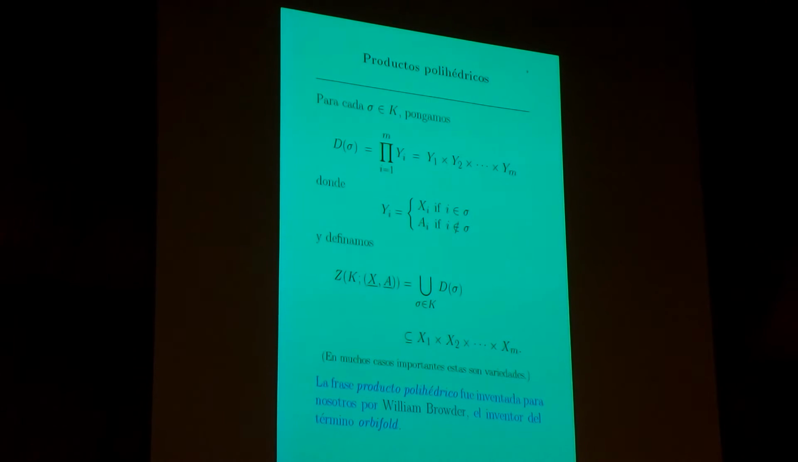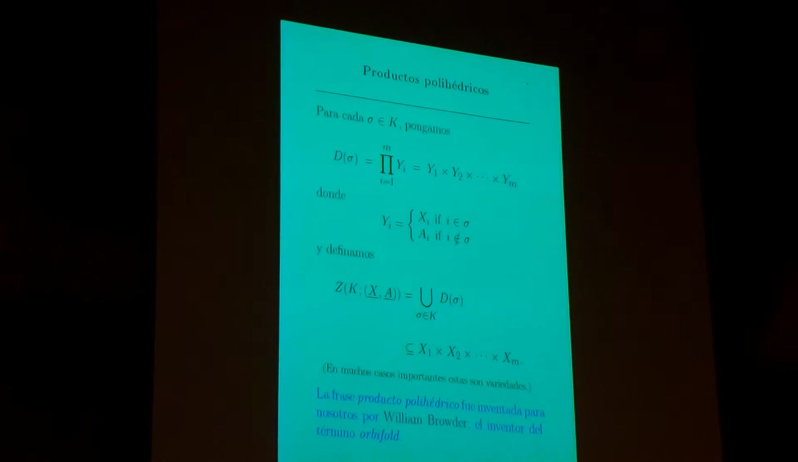And for the experts, in many important cases, these spaces are manifolds. And so we call this space, now, in the literature everywhere, a polyhedral product. A very apt word, and it was invented for us by William Browder, from whom we heard earlier. And William Browder is the inventor of the term orbifold. So this phrase, polyhedral product, has a distinguished pedigree.